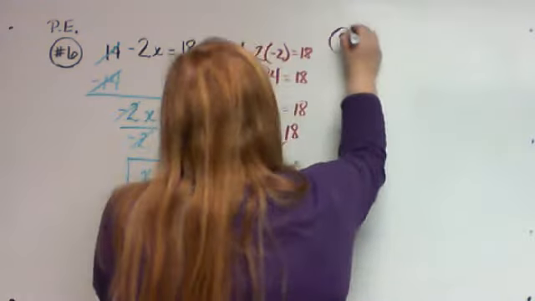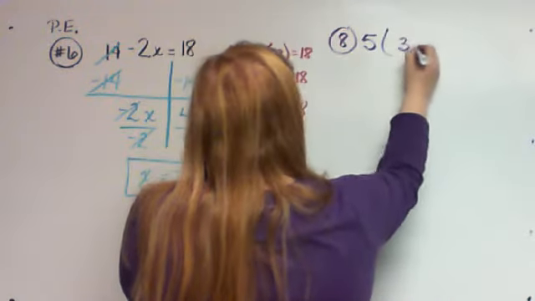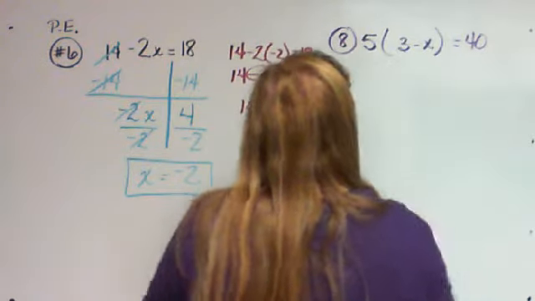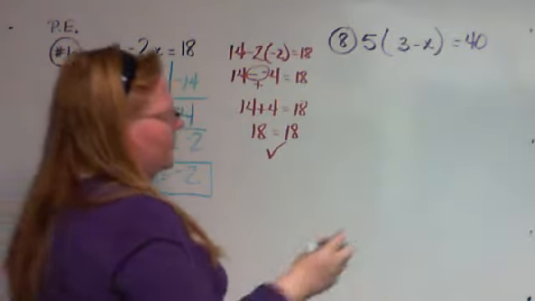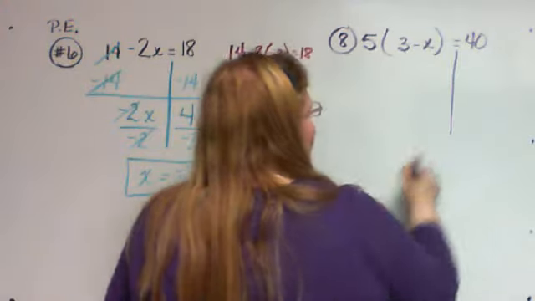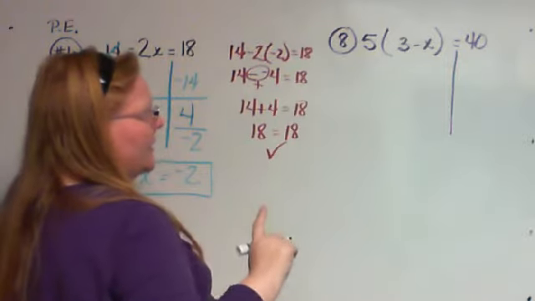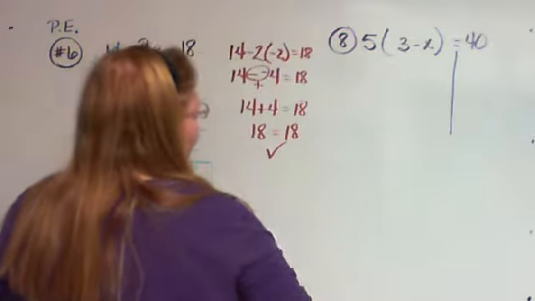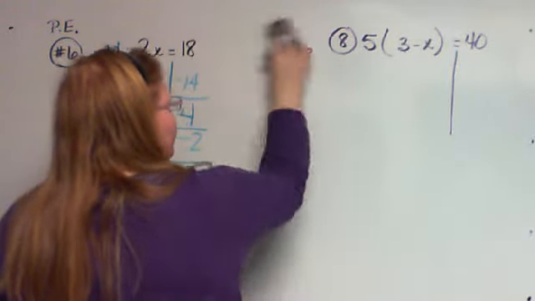Problem number 8. So first step is I draw my line. Then I do have some parentheses. So when I go to simplify both sides, I have to take care of my parentheses first. In order to get rid of parentheses, you have to use the distributive property.